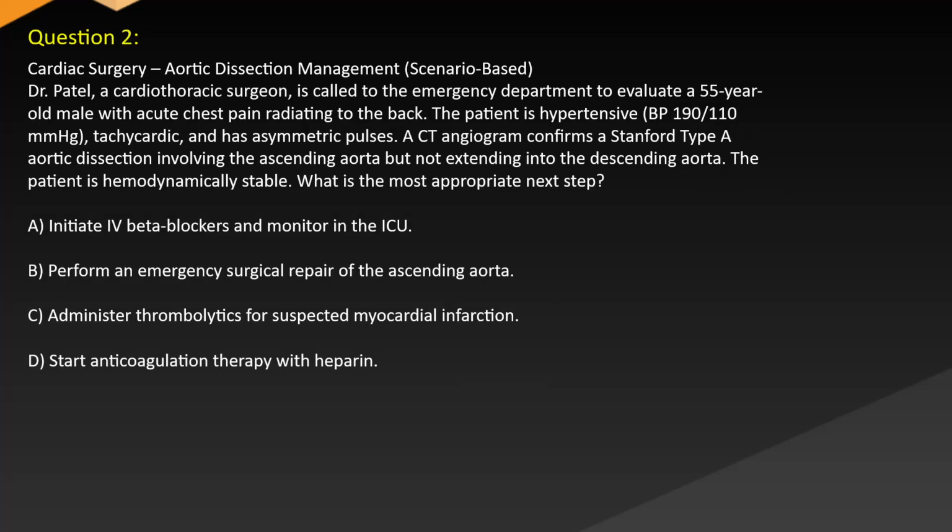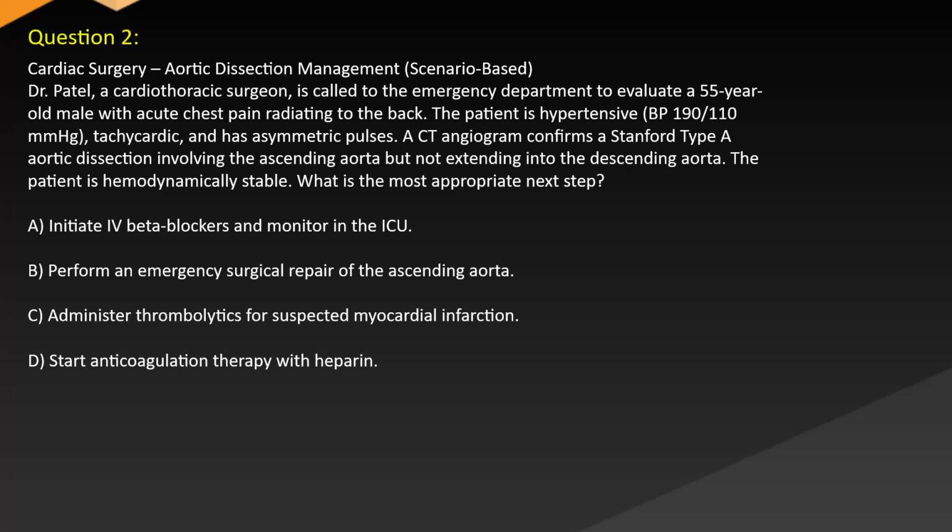Question 2. Cardiac surgery. Aortic dissection management. Scenario-based. Dr. Patel, a cardiothoracic surgeon, is called to the emergency department to evaluate a 55-year-old male with acute chest pain radiating to the back. The patient is hypertensive, BP 190 over 110 mmHg, tachycardic, and has asymmetric pulses. CT angiogram confirms a Stanford type A aortic dissection involving the ascending aorta but not extending into the descending aorta.